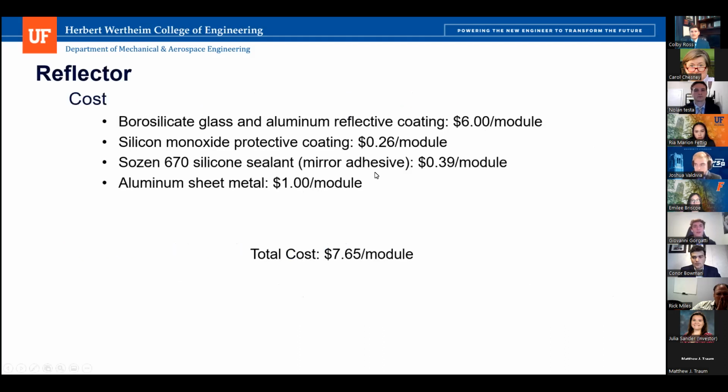So the cost, we calculated that with the glass and the aluminum reflective coating, it was around $6 per module. The protective coating was going to cost around 26 cents per module. The sealant, the mirror adhesive, was around 39 cents, and the aluminum sheet metal would be around $1. So the total cost for the reflector portion of our heliostat was going to be around $7.65 per module.